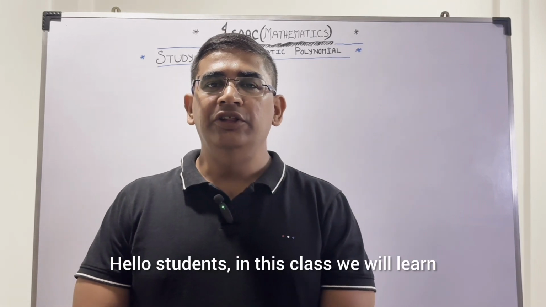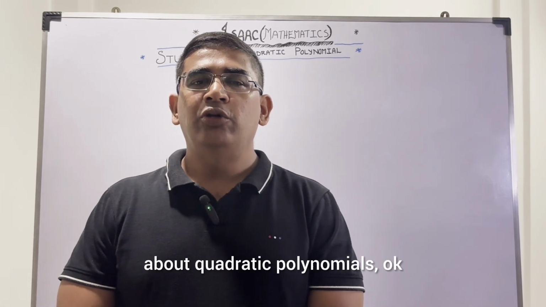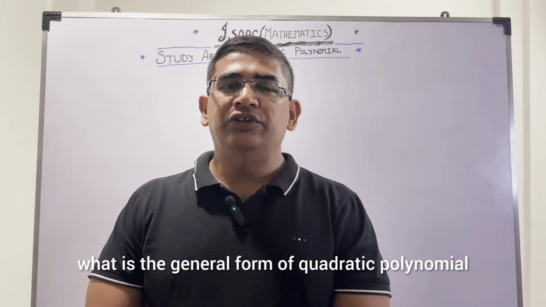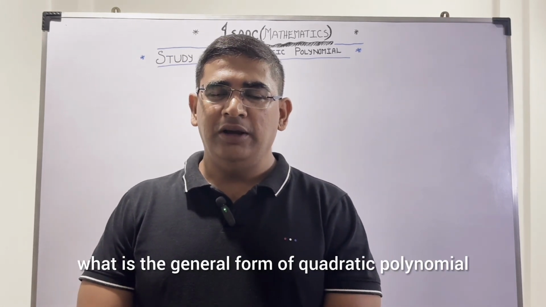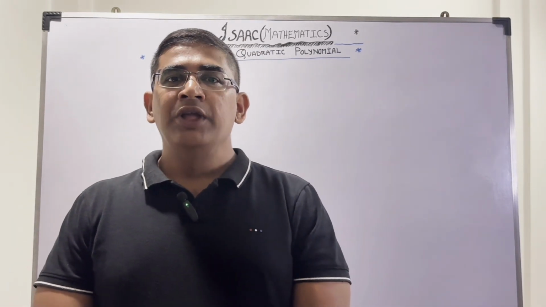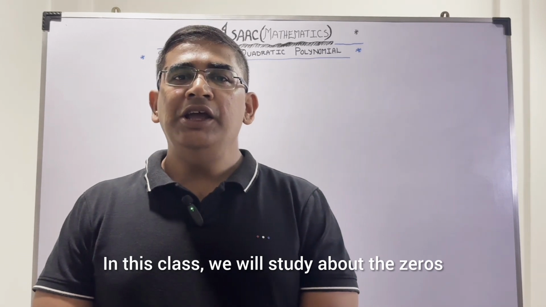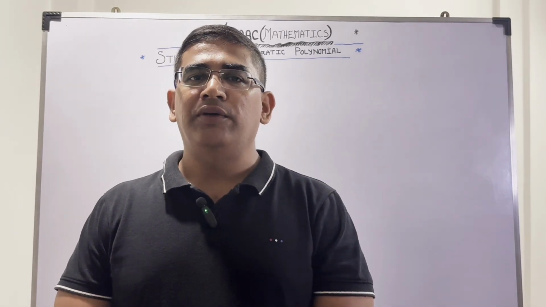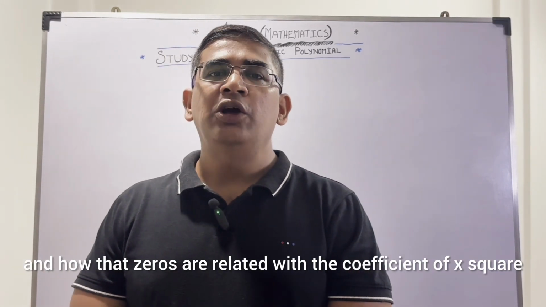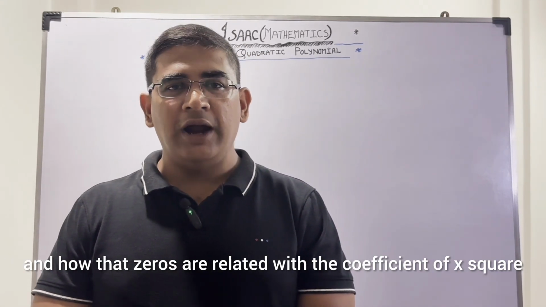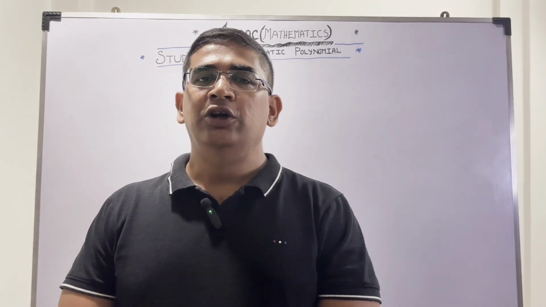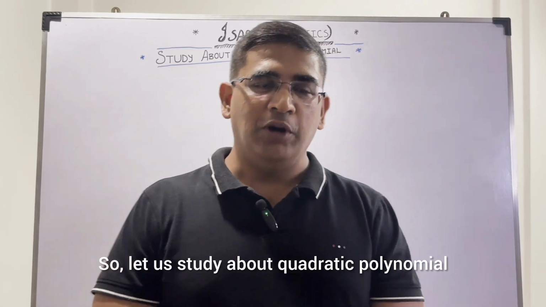Hello students, in this class we will learn about quadratic polynomials. Okay, so that means what is the general form of a quadratic polynomial? Already we know the general form of a quadratic polynomial. In this class we will study the zeros of a quadratic polynomial and how those zeros are related to the coefficient of x squared, the coefficient of x and the constant term. Okay, so let us study about quadratic polynomials.